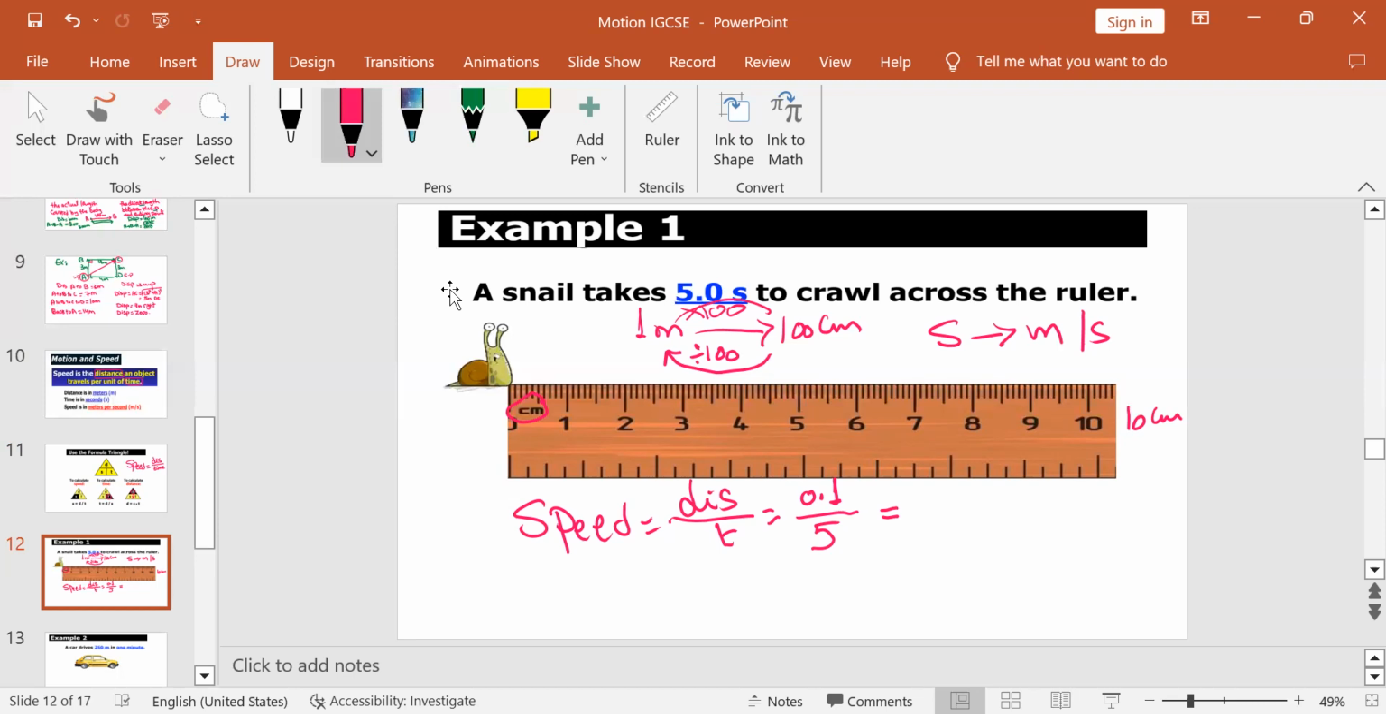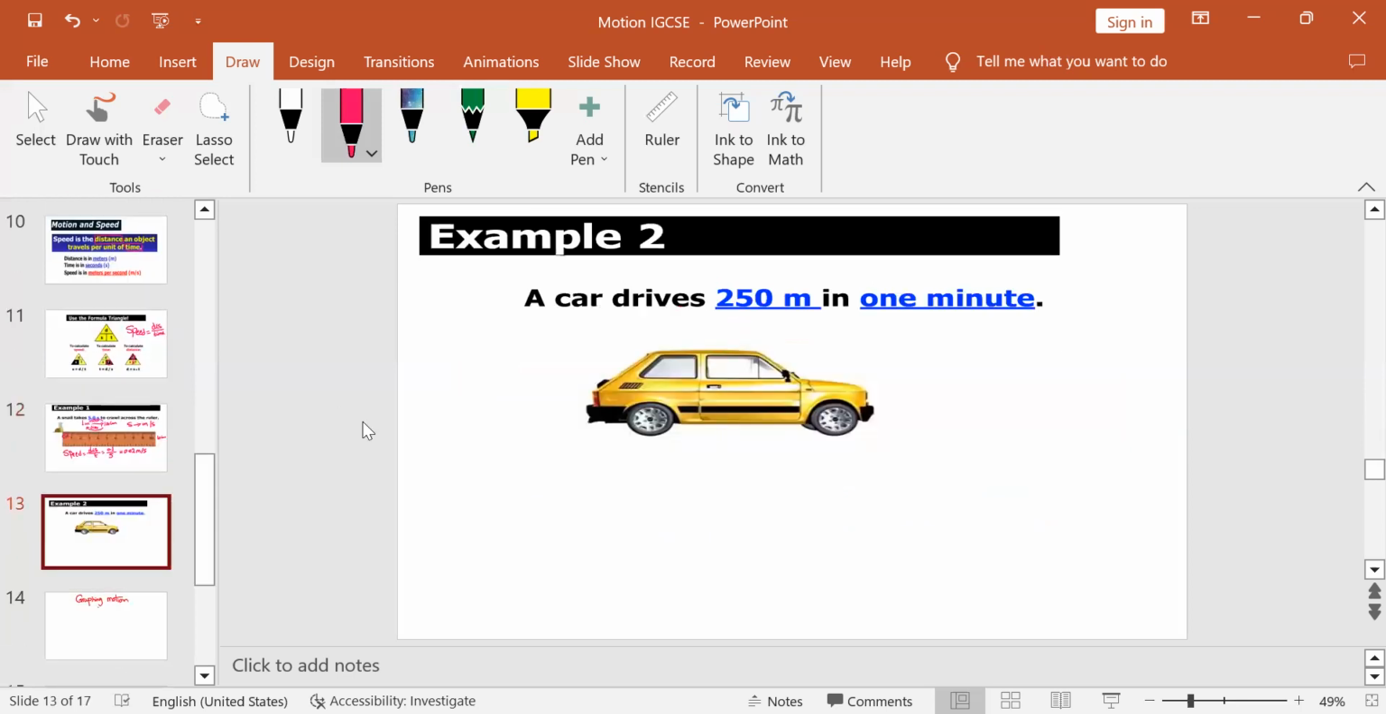0.1 over 5. It is 0.02. Excellent. What is the unit? Meters per second. So here, to solve any problem, we have to write the formula we use, the substitution, the answer, and the unit. Okay? Yalla, let's solve this example.